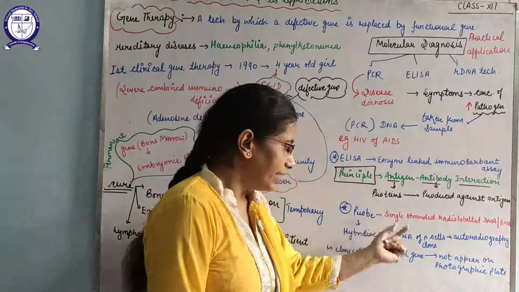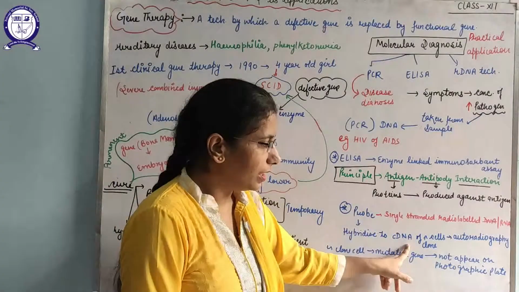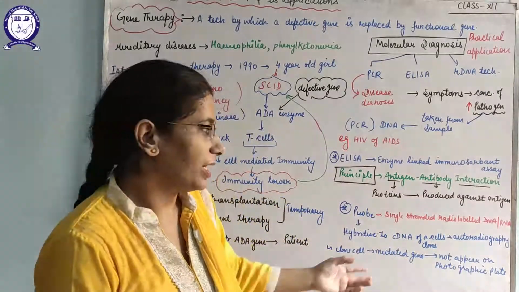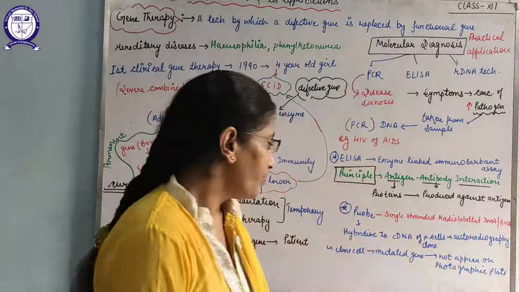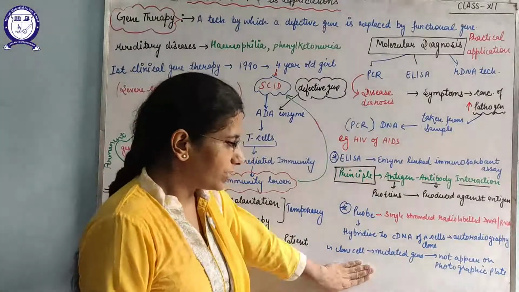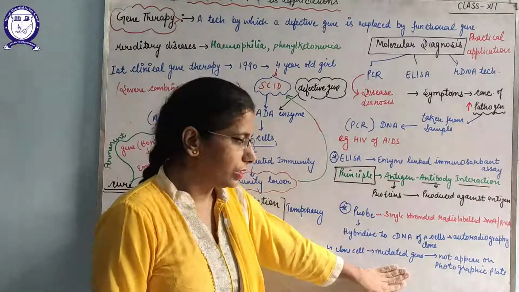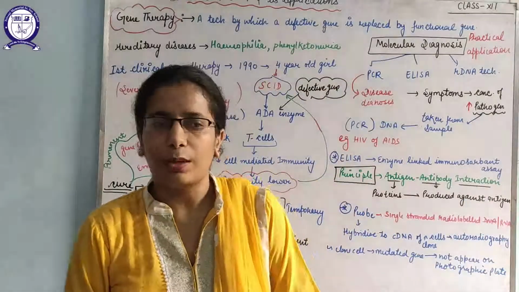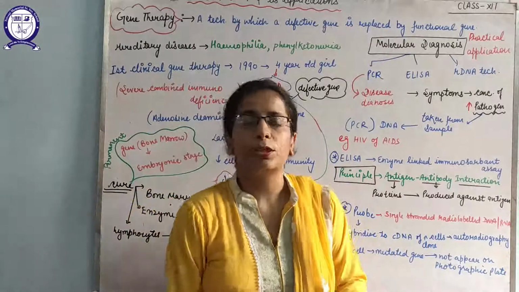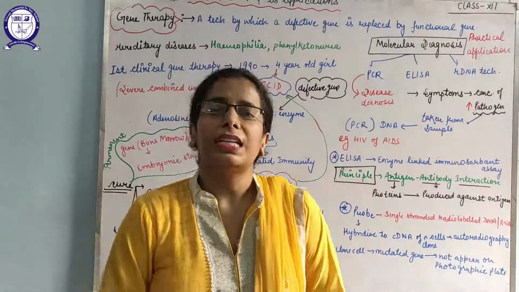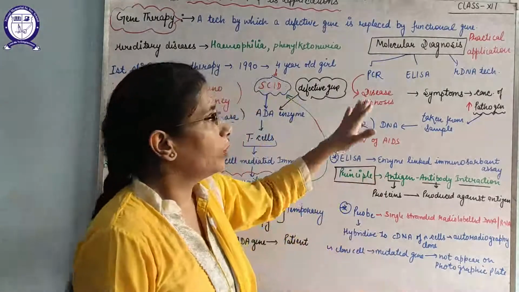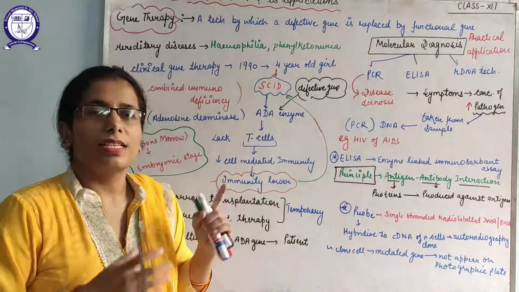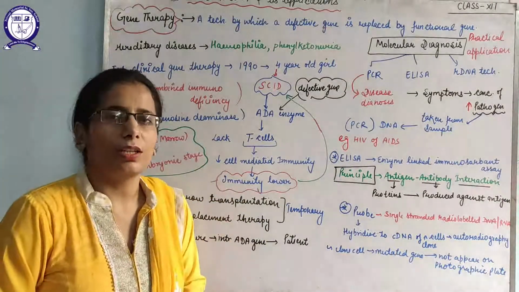And this probe will hybridize with the complementary DNA of the clone cells, which can be easily identified with the help of the technique autoradiography. The clone cells that have the mutated gene will not appear on the photographic plate. So these types of probes can be artificially produced in the labs for checking out a specific disease. These are known as the more practical applications of molecular diagnosis, or applications of biotechnology. Thank you.